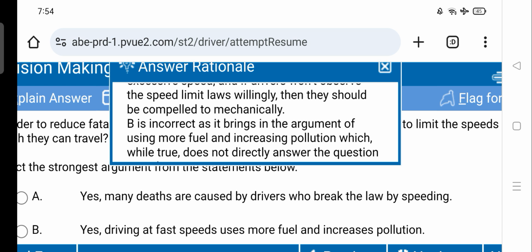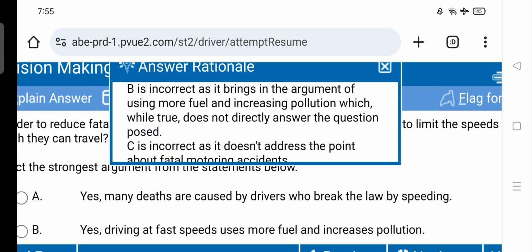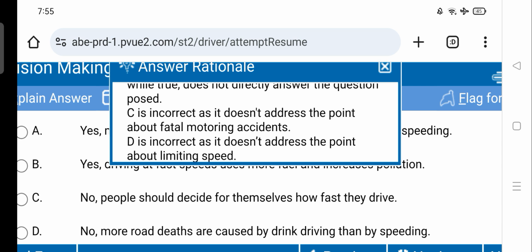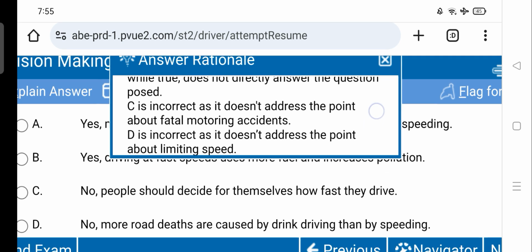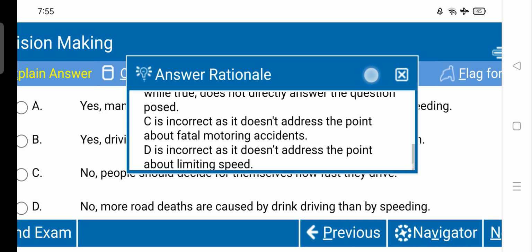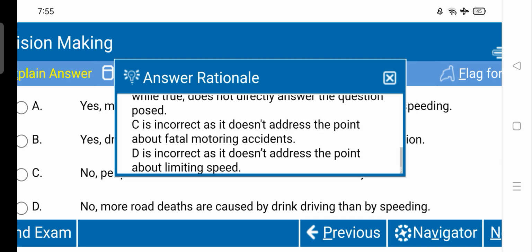Option B is incorrect as it brings in the argument of using more fuel and increasing pollution, which, while true, does not directly answer the question posed. Option C is incorrect as it doesn't address the point about fatal motoring accidents. Option D is incorrect as it doesn't address the point about limiting speed.